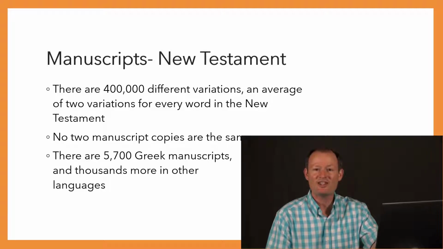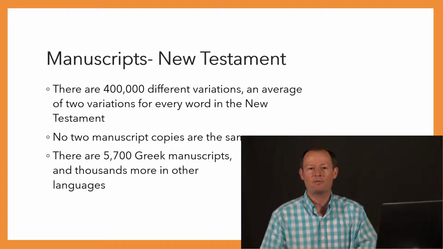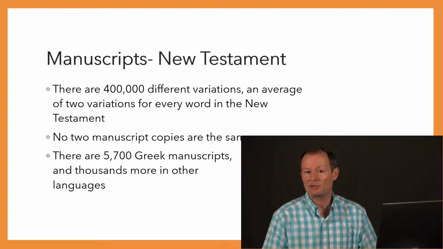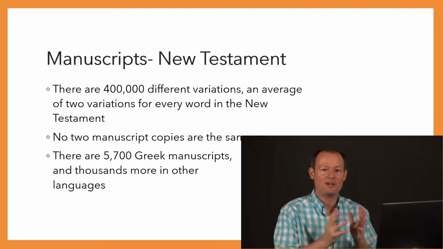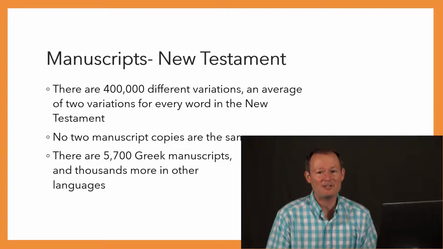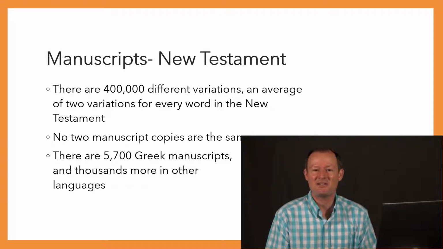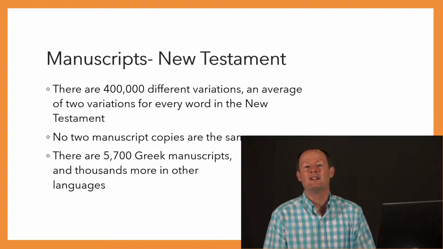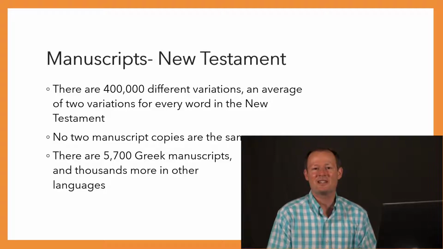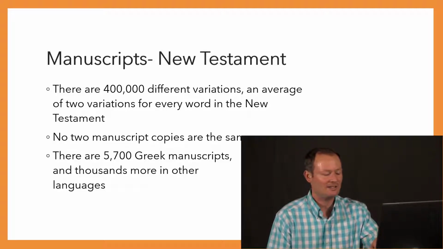There are 5,700 Greek manuscripts and thousands more in other languages. So the New Testament was written in Greek, and there are 5,700 manuscripts, which means, you know, pre-printing press, handwritten copies that are very old. We have all these manuscripts. I mean, you think about going through 5,700 different manuscripts. That would be an incredible task. You know, just think of how long it takes to read through the New Testament in English once. Imagine going through thousands of these copies, and we can compare them all and categorize them and use computers today to analyze, you know, every verse quite easily.